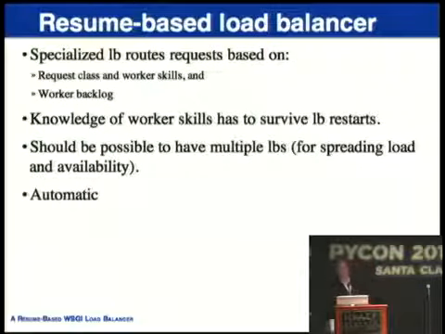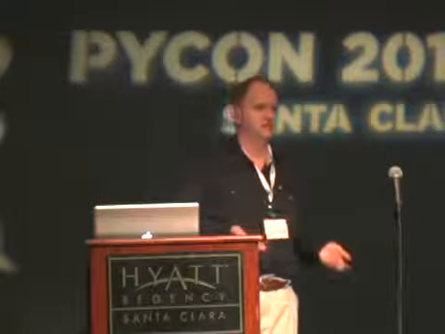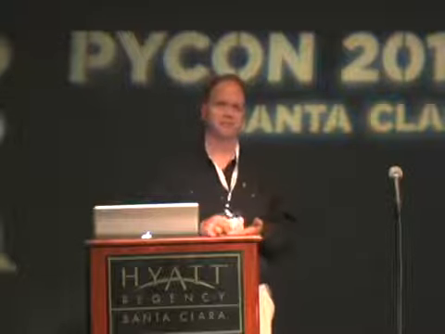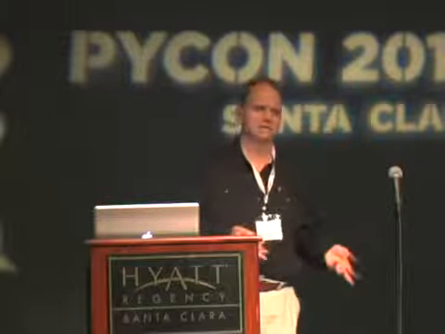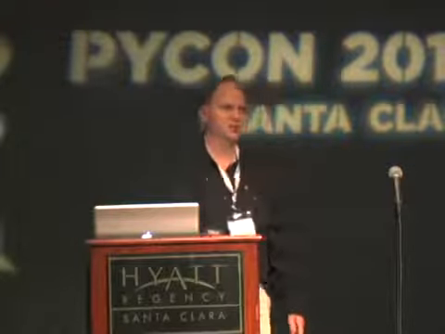So the resume-based load balancer is a specialized load balancer that routes requests based on what skills a worker has for a given request class, and also how busy that worker is. Some requirements we had are that the knowledge of what workers are good at needs to survive load balancer restarts. In fact, we really want to be able to have multiple load balancers, for availability first, and second, these are written in Python, so they're often going to be fast enough, but it's nice to have the option of spreading that load around among multiple load balancers, all going against the same set of workers. And of course, this really needs to be automatic.